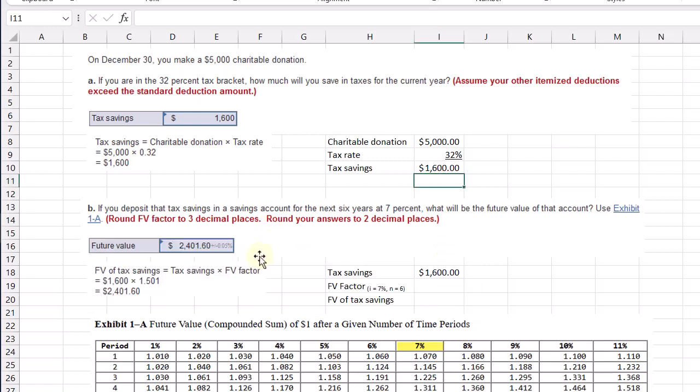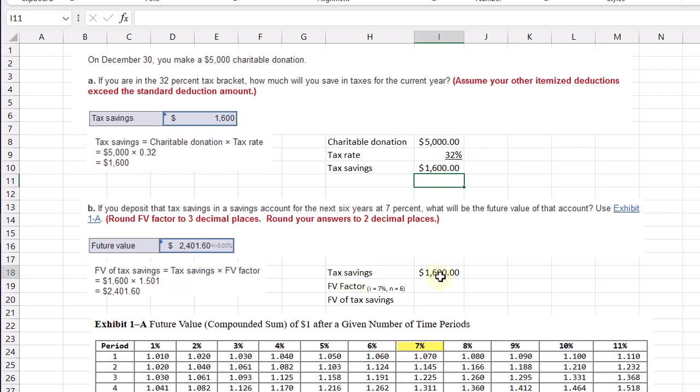All right. Now, the answer comes out to be 2401.6. Okay. If we wanted to see the formula, we take the future value of the tax savings. How to calculate that is you take the tax savings times the future value factor. Here you see the math right there.